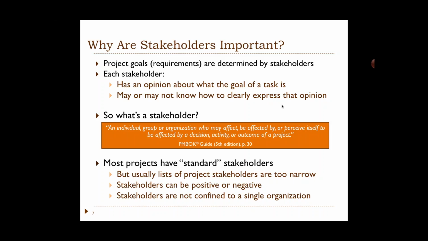Okay, now PMI in the 5th edition of the PMBOK, instead of using three I's, interest, impact, and influence, they use affect three different ways. A stakeholder is any individual, group, or organization who may be affected by or perceive itself to be affected by a decision, activity, or outcome of a project. Basically, it's the same definition. Either one works for me.